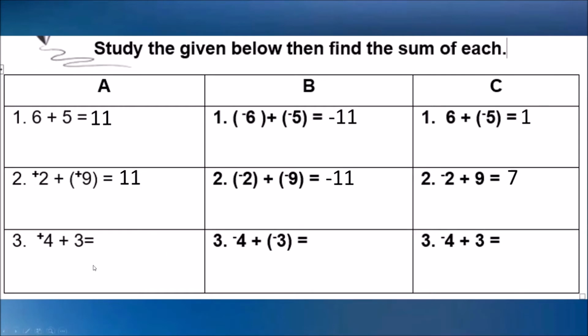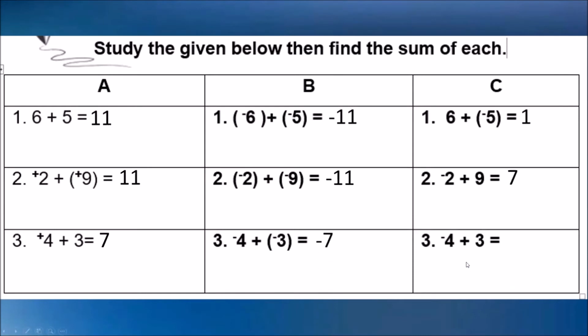Column A, number 3, positive 4 plus positive 3 is equal to positive 7. Number 3, column B, negative 4 plus negative 3. The sign are the same. 4 plus 3 is 7 and copy the sign of negative. So, the sum is negative 7.